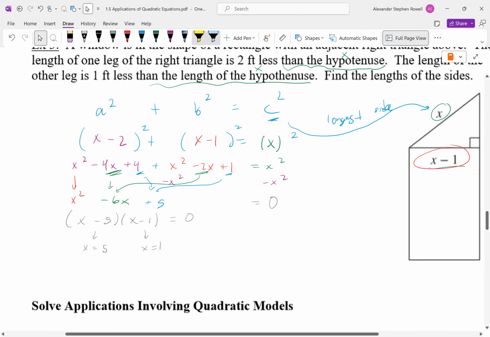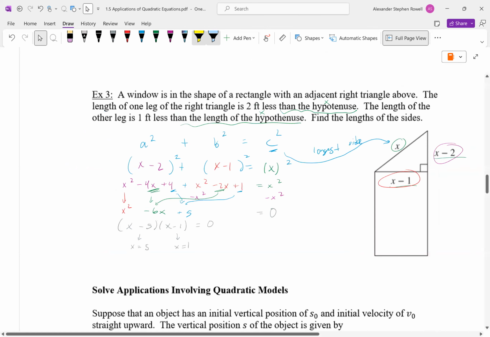All right, x is 5, x is 1. Do they both make sense? Heard no. Which one doesn't make sense? Why doesn't 1 make sense? That's right. So one of the sides would be 0, right? 1 minus 1 would be 0, or 1 minus 2 would be negative 1. So for that reason, 1 doesn't make sense.